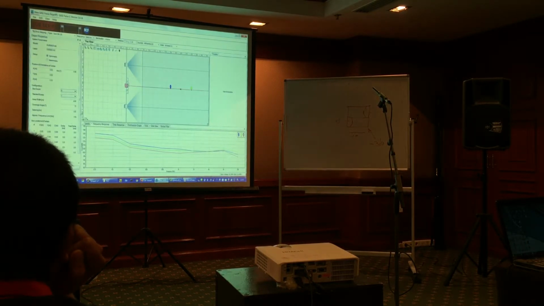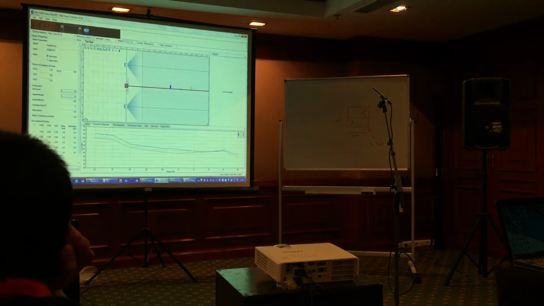Now the subwoofers are placed here, but I think that it will be at least 2 meters at 0 of 8. It will be at 2 meters. Okay, x, y, 2 meters.